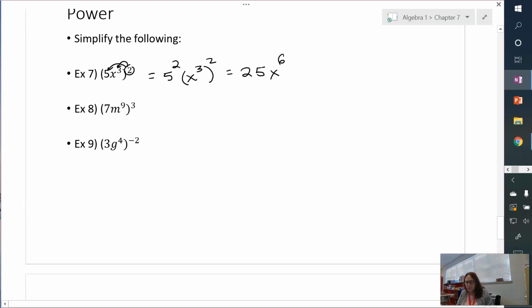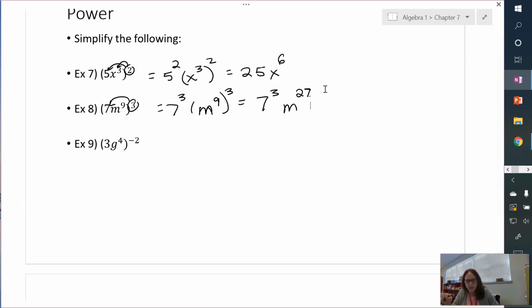Okay. Next one, 7m to the 9th cubed. Let's apply that exponent. So I'm going to get 7 cubed times m to the 9 cubed, which gives me 7 cubed times m to the 27. Now please don't leave it like this. Go ahead and figure out what 7 cubed is. And when you do that, you should get 343. So this is going to be 343 m to the 27.